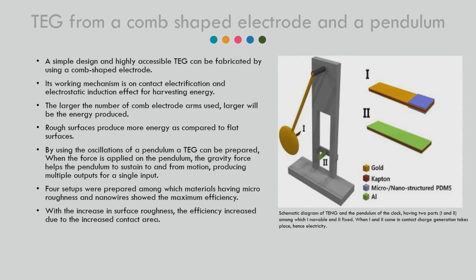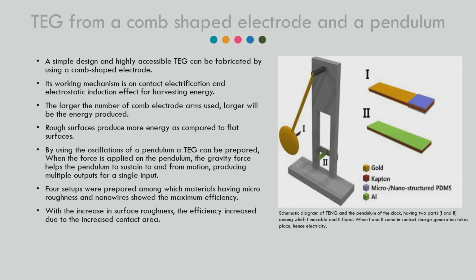Triboelectric generator from a comb-shaped electrode and a pendulum. A simple design and highly accessible triboelectric generator can be fabricated by using a comb-shaped electrode. Its working mechanism is contact electrification and the electrostatic induction effect for harvesting energy. The larger the number of comb electrodes used, the larger the energy produced. A rough surface produces more energy as compared to a flat surface.